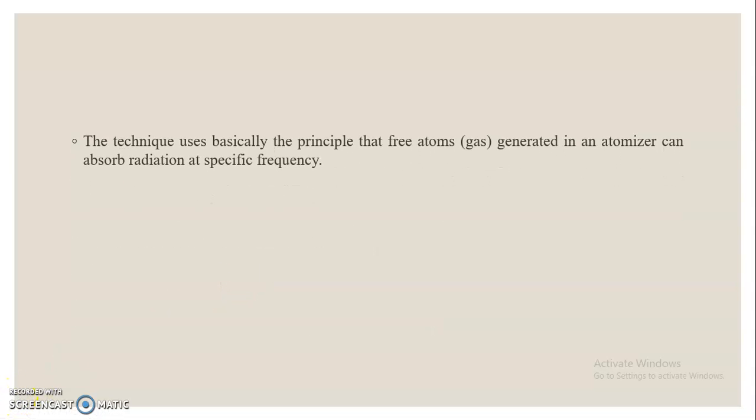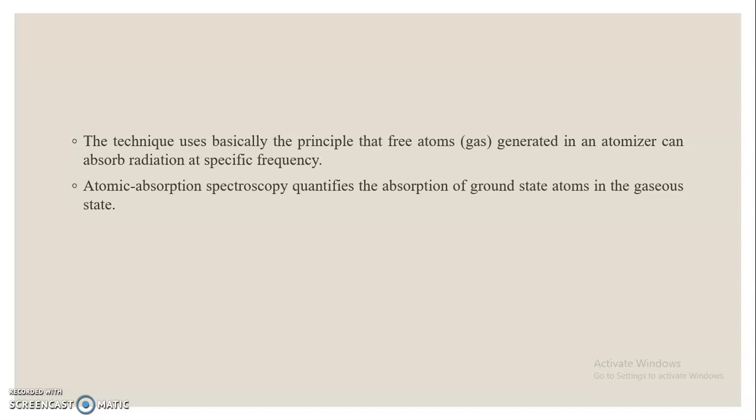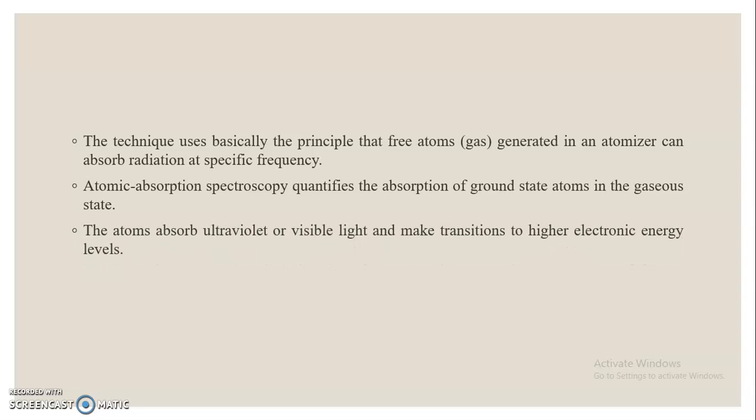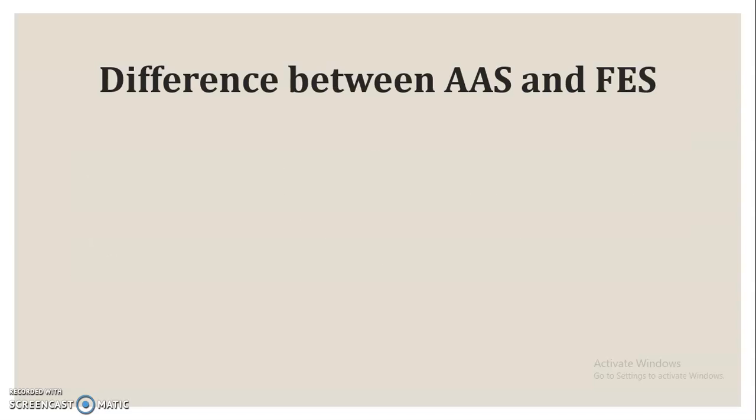This technique uses basically the principle that the free atoms generated in an atomizer can absorb radiation at a specific frequency. Atomic absorption spectroscopy quantifies the absorption of ground state atoms in the gaseous condition, atoms which absorb ultraviolet or visible light and make a transition to higher electronic energy levels. The analyte concentration is determined from the amount of absorption. So this is the principle involved in atomic absorption spectroscopy.